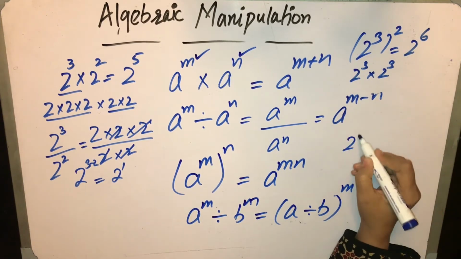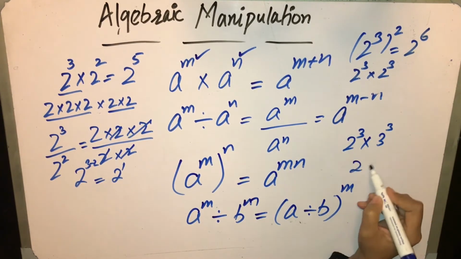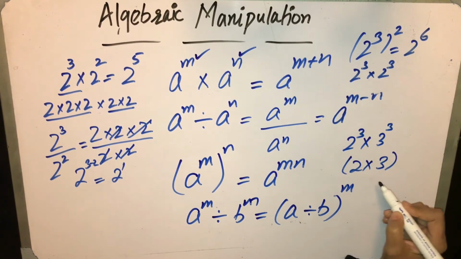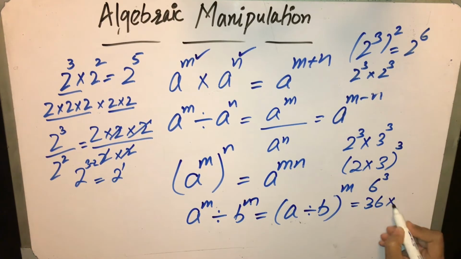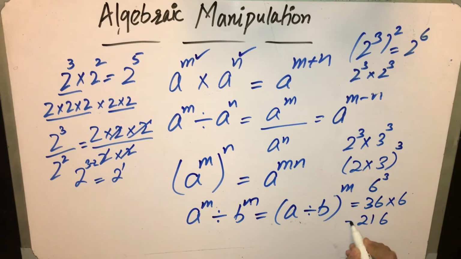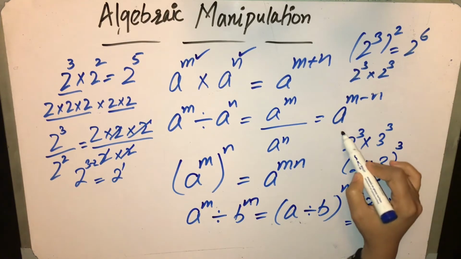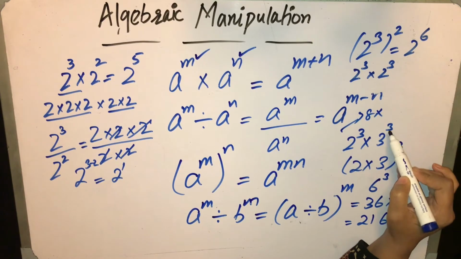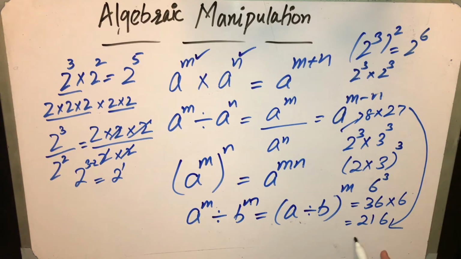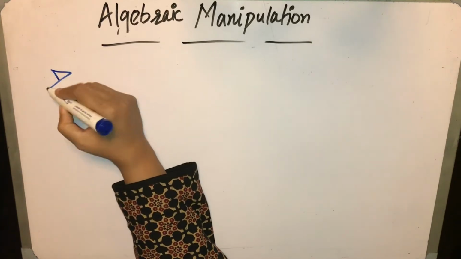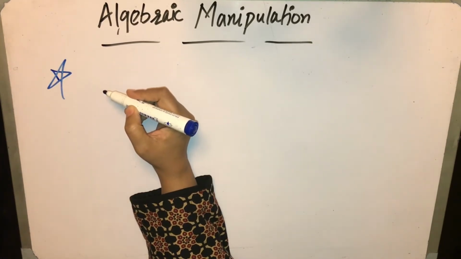And if you have 2 power 3 cross 3 power 3, you can have it like this: 2 cross 3, power 3, 6 power 3, 6 multiply 6 multiply 6, 216. And if we take 2 power 3, that is 8, and 3 power 3, 3 3s are 9, 9 3s are 27. When you multiply 27 with 8, you will have again 216. Similarly, you can divide 2 power 3 by 3 power 3, and you can write it as 2 over 3 raised to power 3.